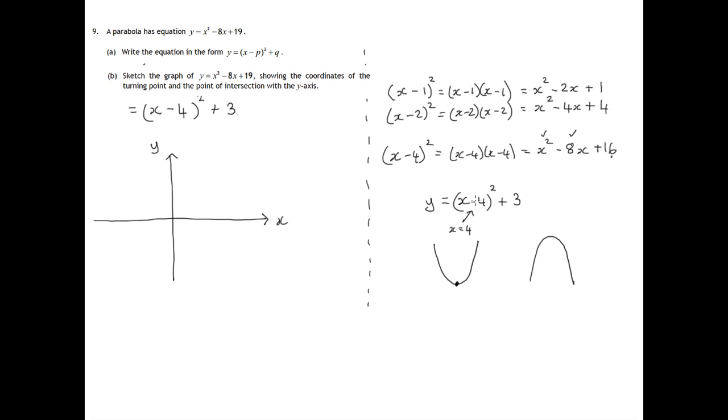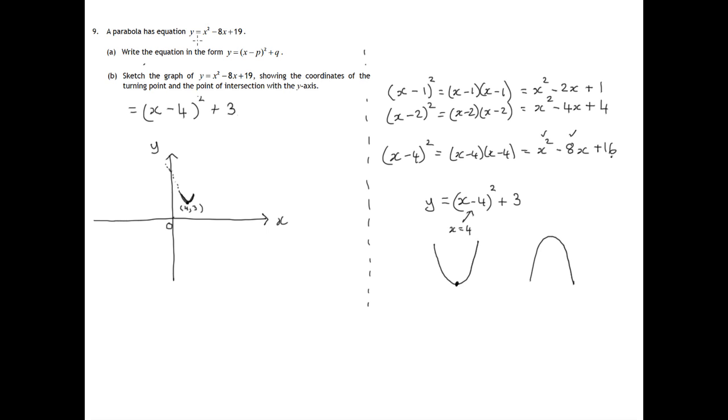4 minus 4 gives you 0. So when x is 4, we get 0 squared plus 3. And that's the smallest value you get for this expression. So if we go 4 along and 3 up, there's the concave upward parabola with minimum value 4, 3. Now it remains to find out where on earth it crosses the y-axis. To do that, we'll set x equals 0.